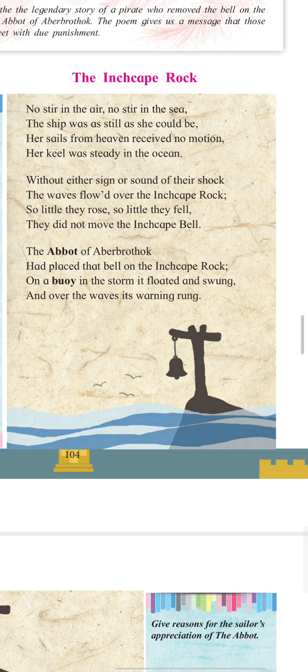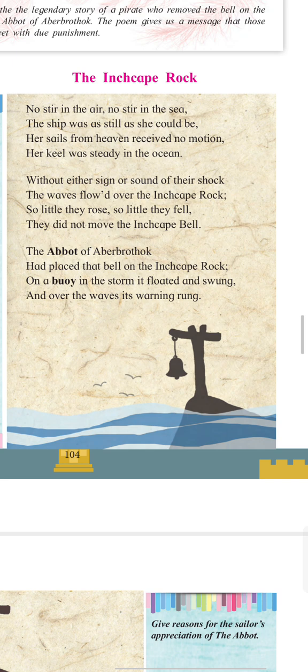First, "No stir in the air, no stir in the sea." What does it mean? Stir means a movement of wind, which means there is no wind, there is no movement in the sky, there is no movement in the sea. Clear? Everything is silent, everything is still.